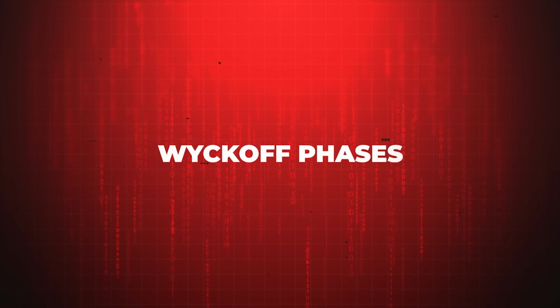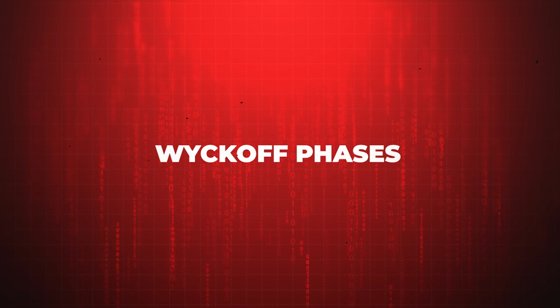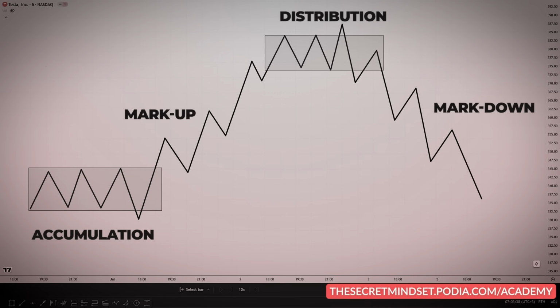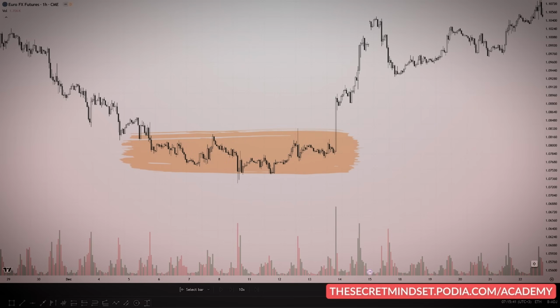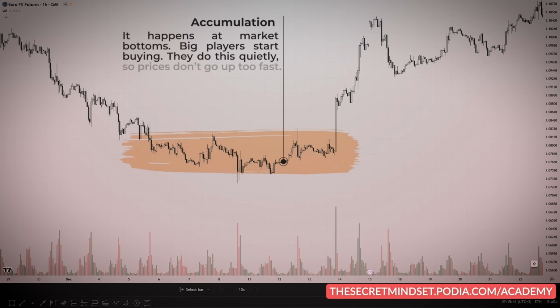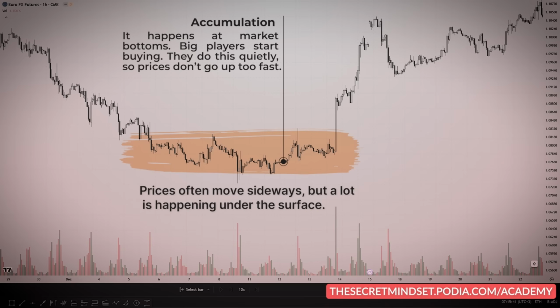The Wyckoff method breaks down market action into 4 main phases: accumulation, markup, distribution, and markdown. Accumulation is the first phase. It happens at market bottoms. This is when big players start buying. They do this quietly, so prices don't go up too fast. During this phase, prices often move sideways. It might look boring, but a lot is happening under the surface.